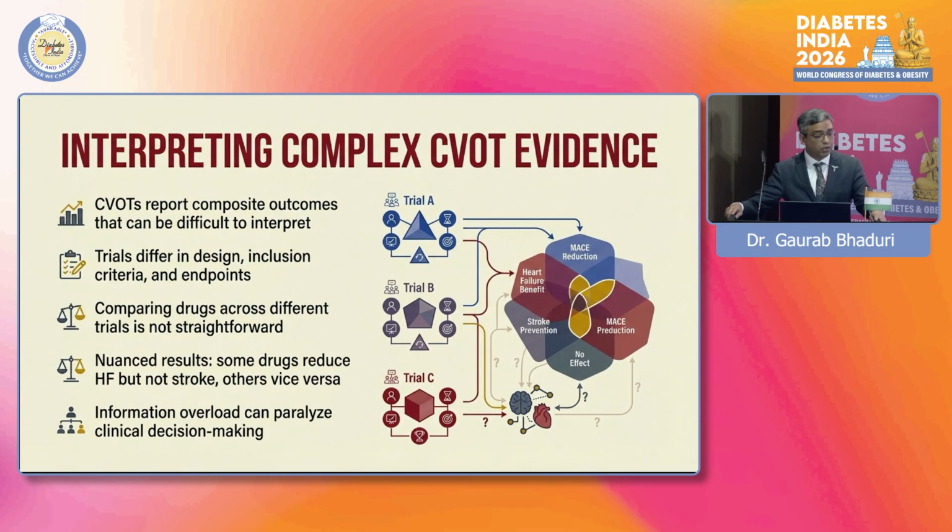And if this was not enough, then interpreting the complex CVOT evidence is another layer of challenge. So comparing drugs across different trials is not very straightforward. Trials can differ in design, inclusion criteria, and endpoints, and the results can be very nuanced. So some drugs might reduce heart failure but not stroke, and maybe vice versa.